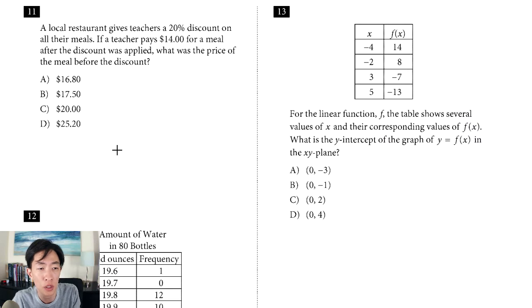Question 11, a local restaurant gives teachers a 20% discount on all their meals. If a teacher pays $14 for a meal after the discount was applied, what was the price of the meal before the discount? So on the old SAT, they used to hint at this skill, and on the new SAT, they really want you to know this, like the back of your hand.